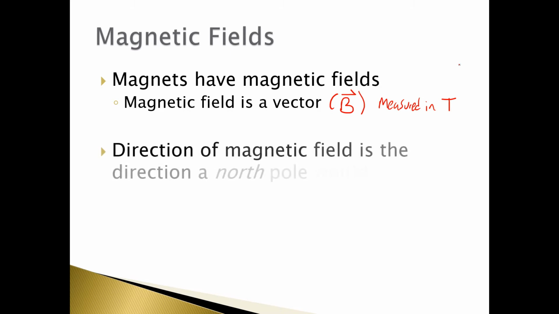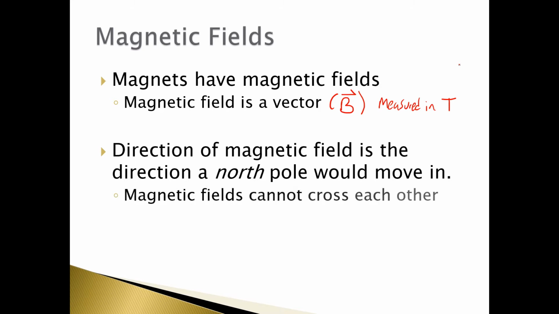Now the direction of the magnetic field is the direction a north pole would move in a magnetic field, based on the rules we discussed previously. This is very similar to how we arbitrarily choose a positive charge to determine the direction of the electric field. With a magnetic field, we choose how a north pole would move. So if you put a north pole in a magnetic field and it moves to the left, the direction of the magnetic field is towards the left. If it moves to the right, the direction is towards the right, and so on.